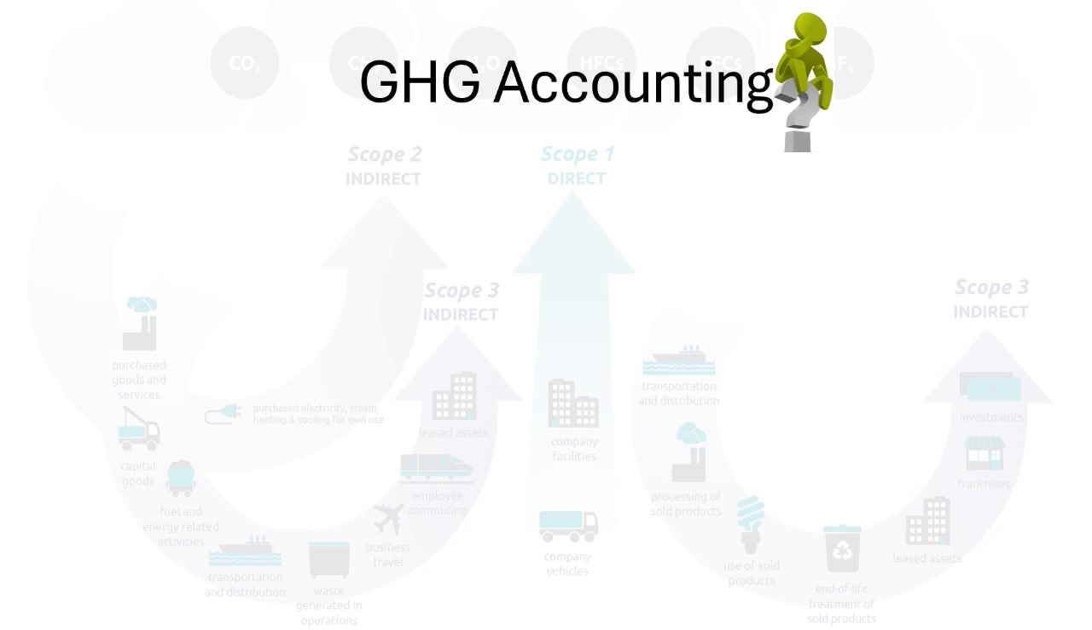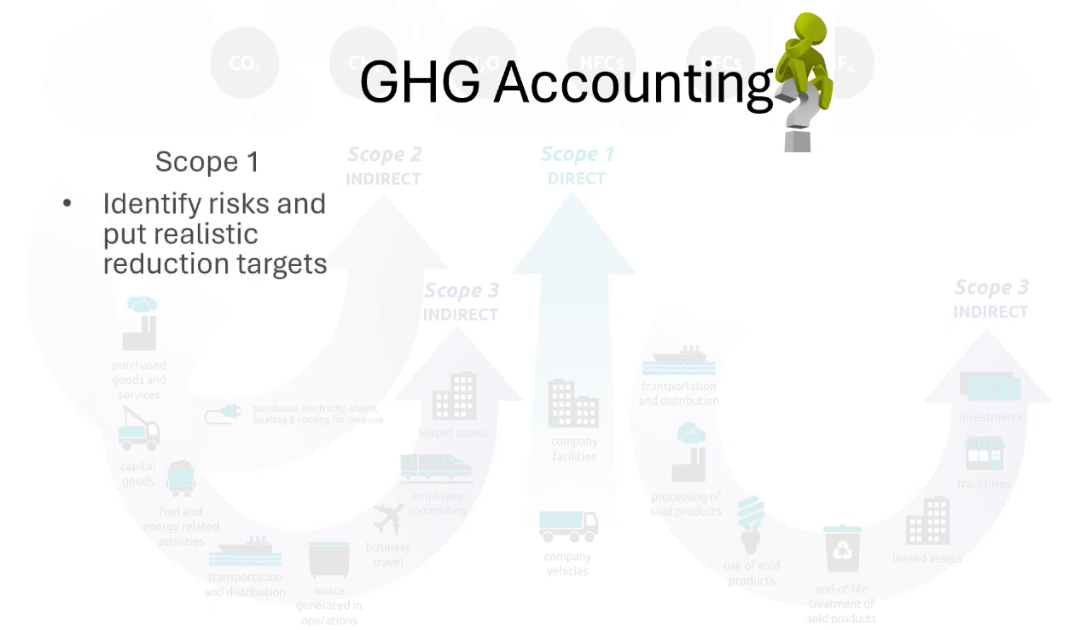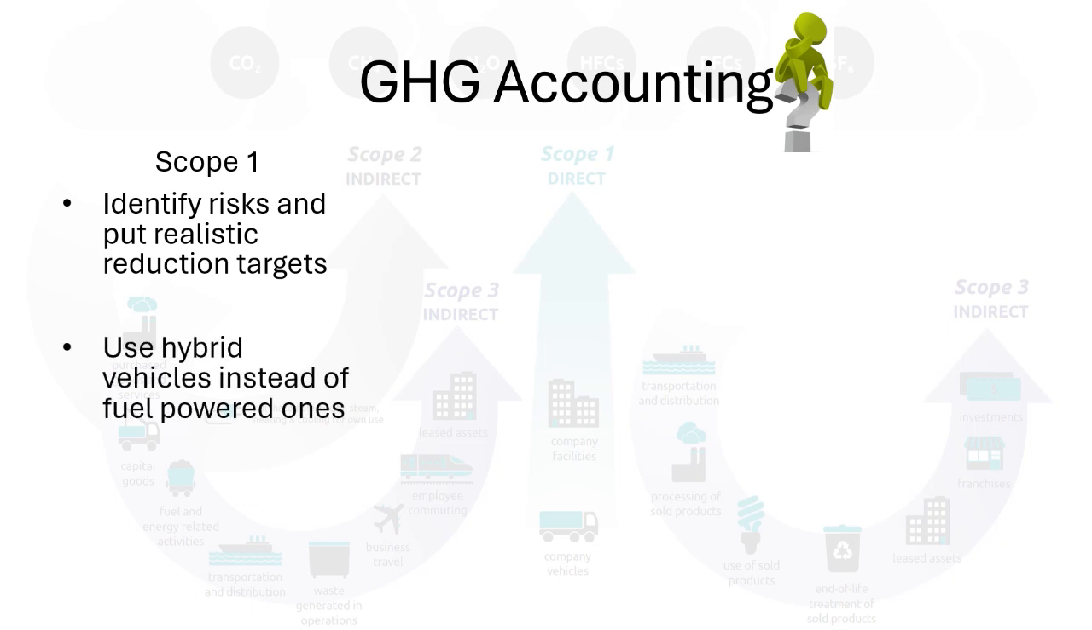If all companies are able to account for their emissions, they will be able to identify opportunities to reduce emissions, which is our primary target. For instance, an entity would know about its direct emitting sources in Scope 1 and can put its realistic reduction targets. Many companies are reducing their Scope 1 emissions by using hybrid vehicles instead of fuel powered ones.